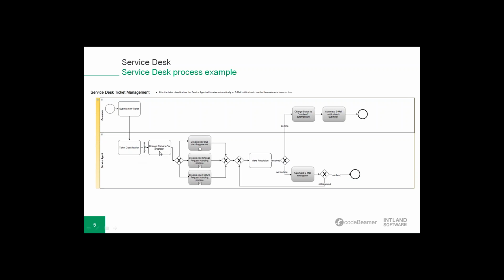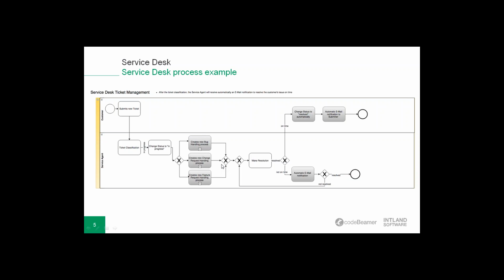And once he changes the status into in progress, codeBeamer will automatically generate a new bug out of that, just according to the ticket classification. If it was a bug, then codeBeamer will generate a new bug accordingly. If it was a new change request and the service agent has classified it as a change request, then codeBeamer will generate a new change request. And this is the same thing for a feature request as well.